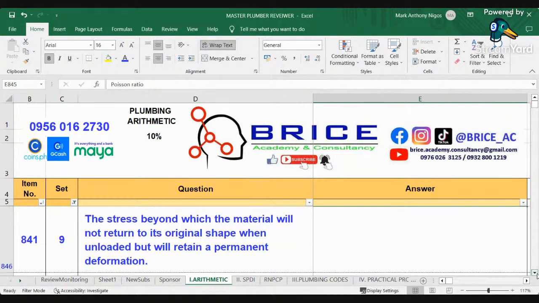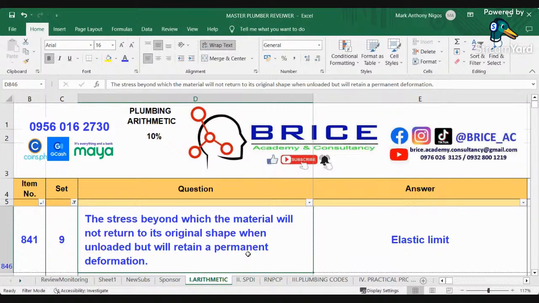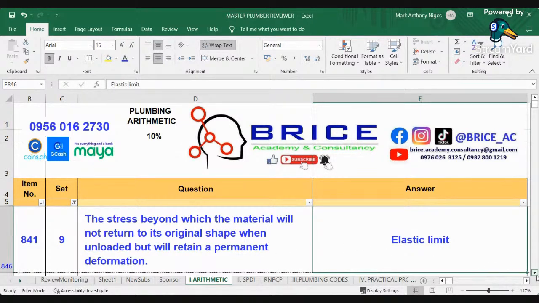841. The stress beyond which the material will not return to its original shape when unloaded but will retain a permanent deformation. The answer is elastic limit. Stress beyond which the material will not return to its original shape when unloaded but will retain a permanent deformation. The answer is elastic limit.